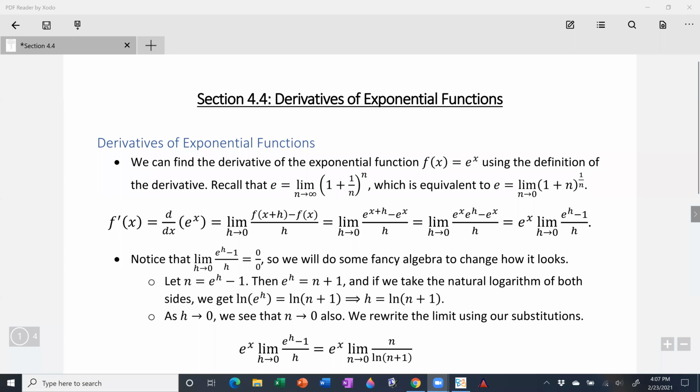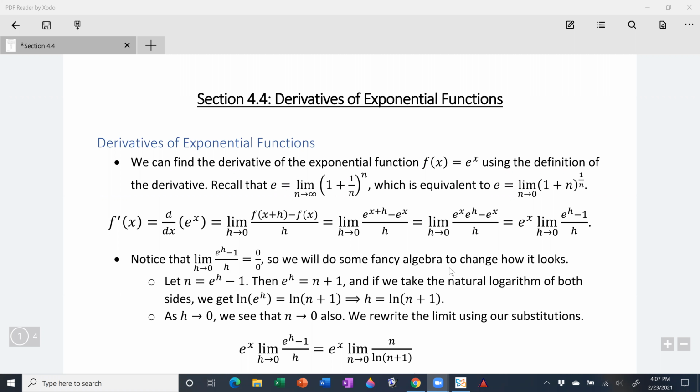Hey there, so next we're moving into section 4.4 where we look at derivatives of exponential functions. All right, so as you've seen in the past, exponential functions are amazing functions with tons of applications in biology and the life sciences and all over science in general.